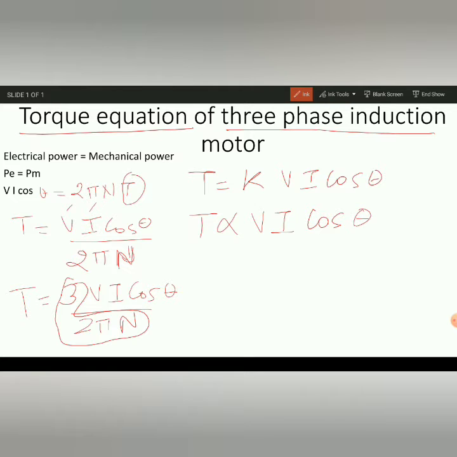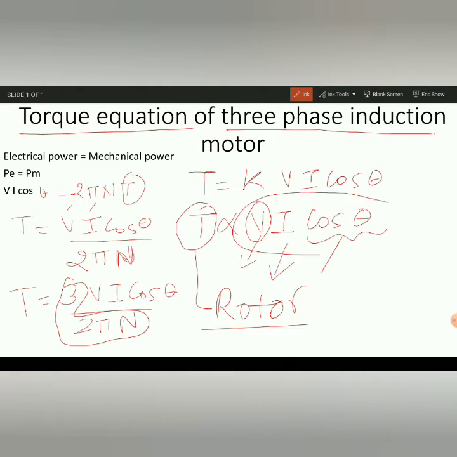Now if you want to derive the torque equation, simply find out the value of each of these and substitute here. That's all. You will get your torque equation. Now how to get these? We know the torque is produced in the rotor. So if torque is produced in the rotor, all these parameters are with respect to the rotor. So simply replace voltage with rotor voltage, current with rotor current, and cos theta, the power factor, with the rotor power factor.